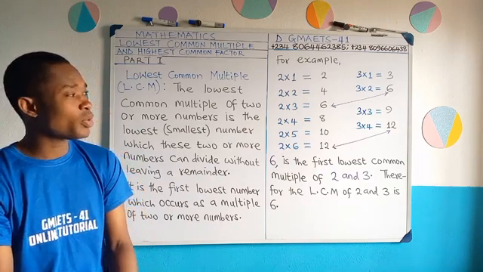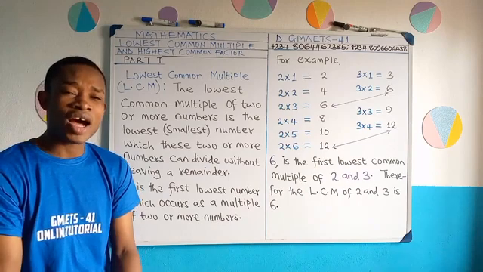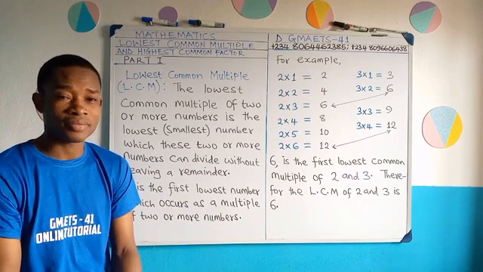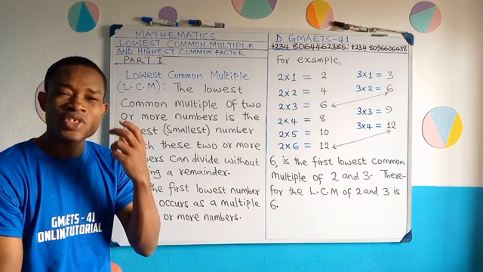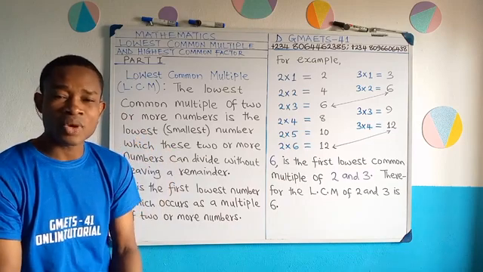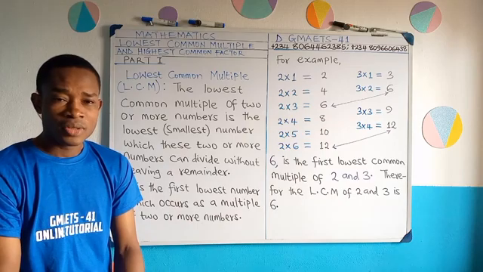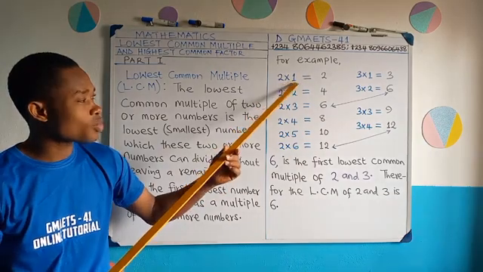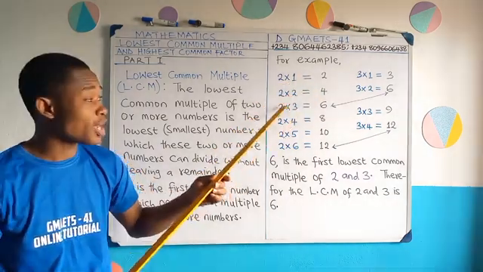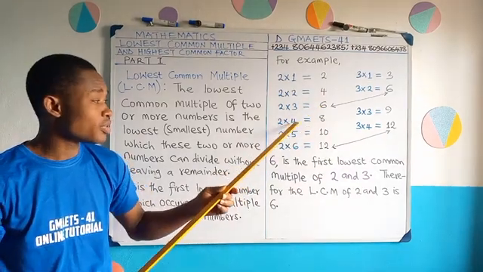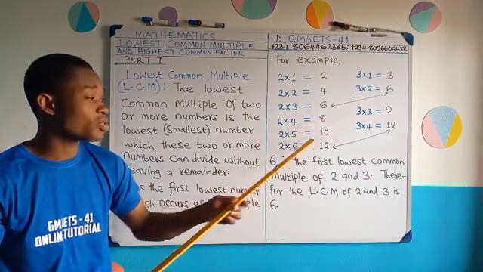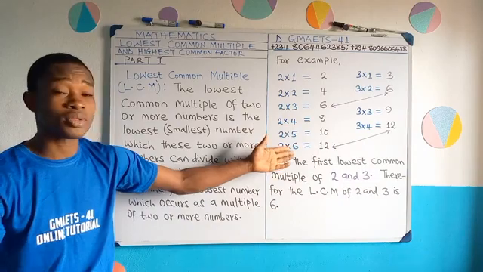Now we have this example here. We're trying to find out the LCM of 2 and 3, so as to help us understand the real meaning of LCM, lowest common multiple of two or more numbers. In 2 times table, 2 times 1, you get 2. 2 times 2, you get 4. 2 times 3 will give you 6. 2 times 4 will give you 8. 2 times 5 will give you 10. 2 times 6 will give you 12. I decided to stop at 2 times 6.